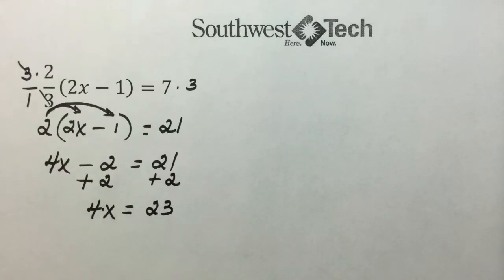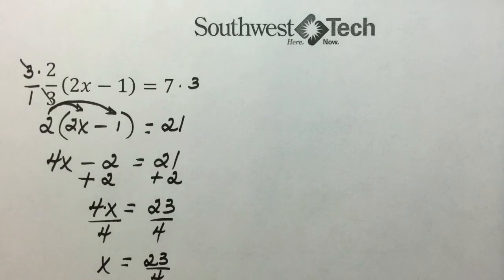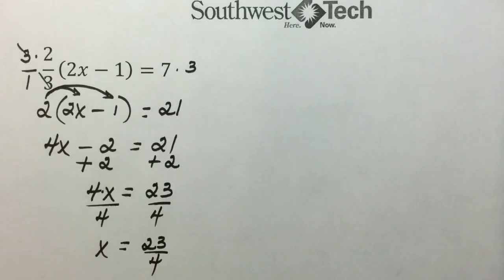And our last step as far as solving is to undo multiplication or division. To undo multiplication, divide both sides by 4. The 4's cancel out, leaving a 1x, and leaving this solution right now as an improper fraction, we will have a solution of 23 fourths.